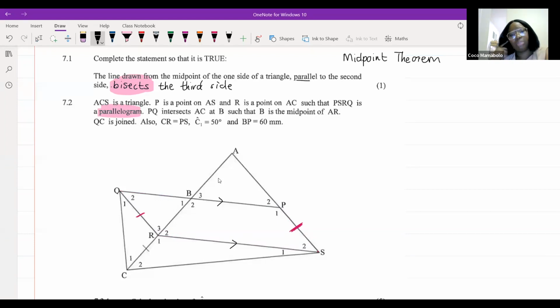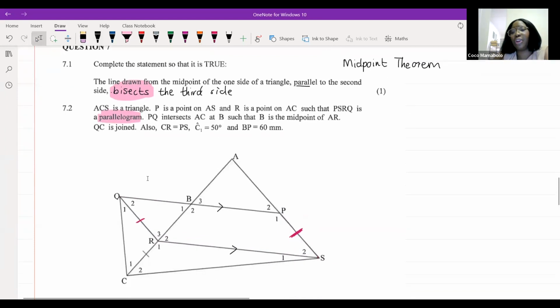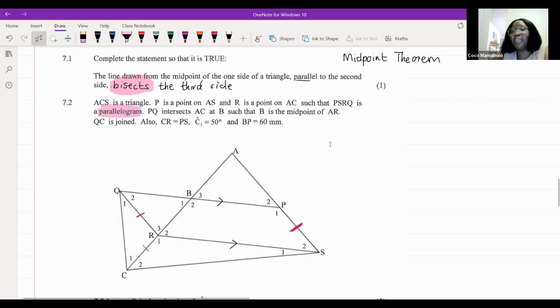What else? Where else do we have parallel lines? We're not done. Thank you. Naledi says QR and PS are also parallel. Good. We know that. That is very important as well. QP and RS, and also QR and PS. Well done, guys. We're off to a great start.